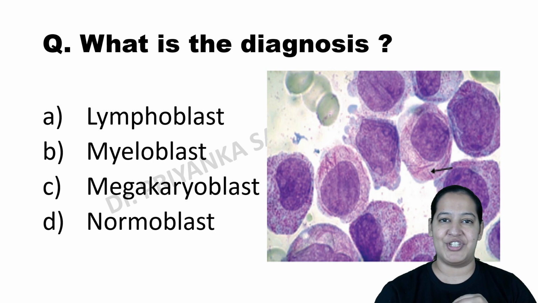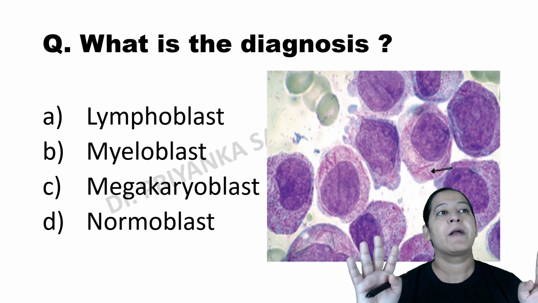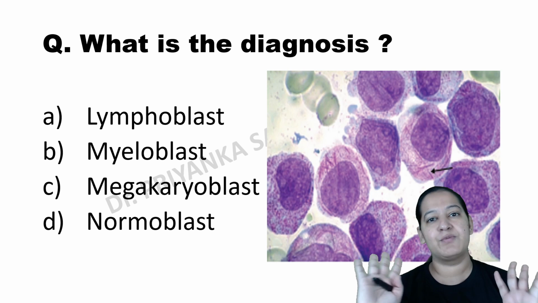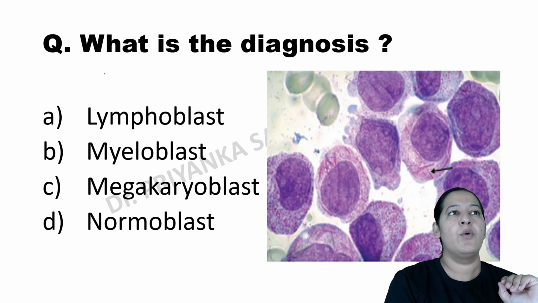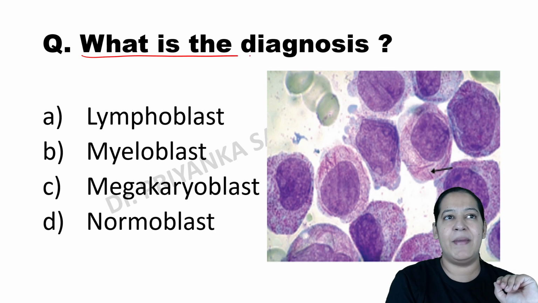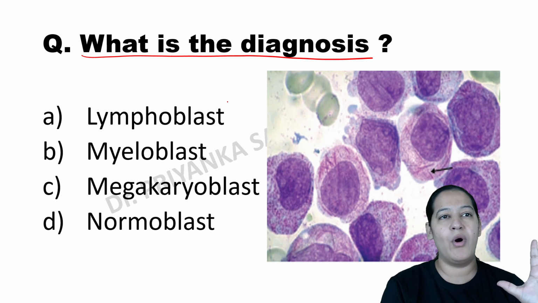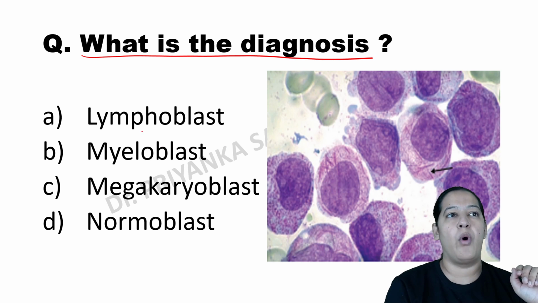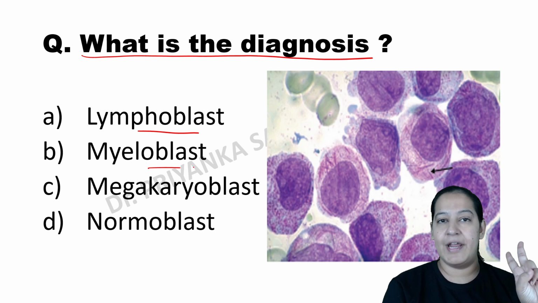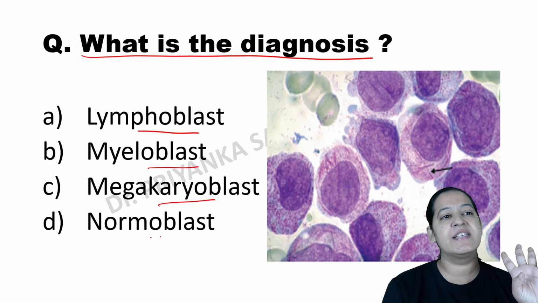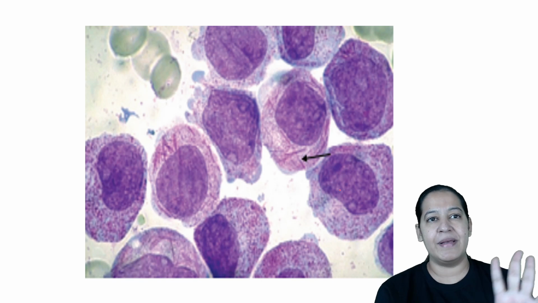So this is the first question. Without wasting time, this is the first question in front of you. Read the question, read the four options, then we will discuss the correct answer. An image is given and it is asked, what is the diagnosis? The image is showing what? Is it a lymphoblast? Is it a myeloblast? Is it a megakaryocyte? Is it a normoblast? I will show you the image separately also.